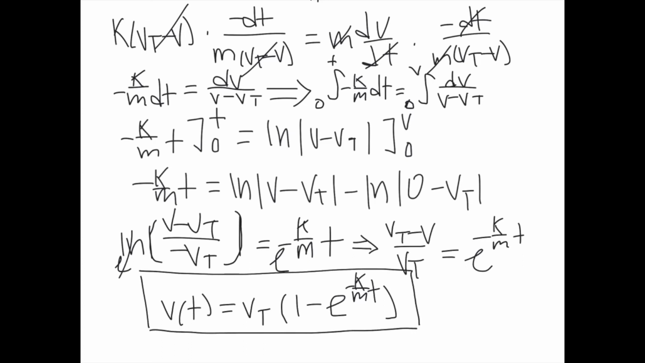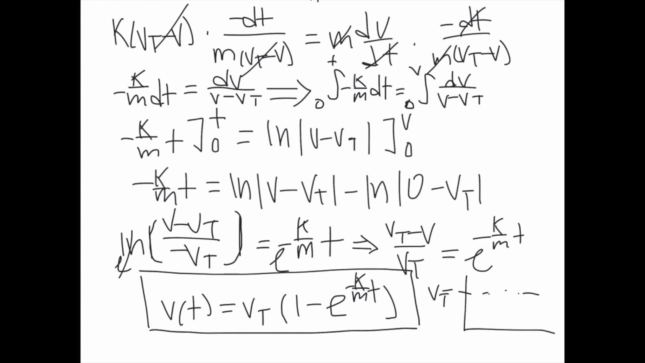And immediately we will notice that as t approaches infinity, e to the negative k over m t is going to approach e to the negative infinity, which would be 0. So we'll have v of t, the limit as t approaches infinity, is going to be v terminal times 1 minus 0, which is v terminal. So we see that actually we get a terminal velocity as time approaches infinity. We see that we will approach a constant asymptote of terminal velocity.